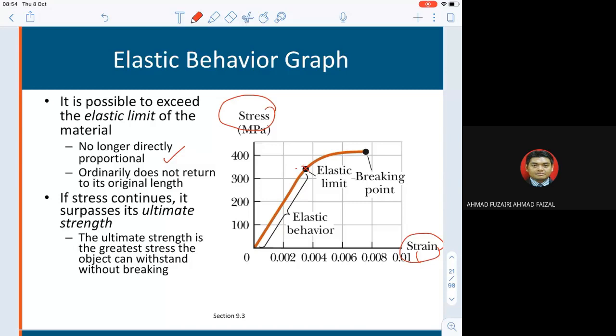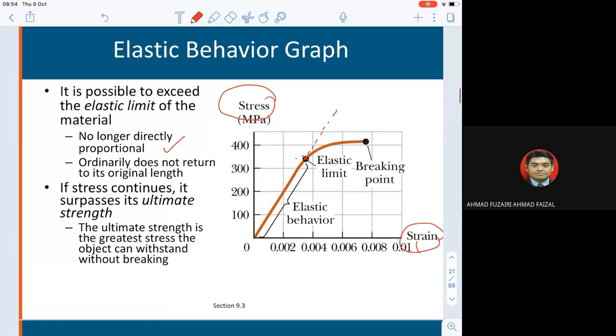Okay, look at the graph. The graph should be like this. Now it becomes flatter, no longer directly proportional, and ordinarily does not return to its original length. So in the normal part, it still has elastic behavior. What does it mean by elastic behavior? Once released, it returns to its original position.